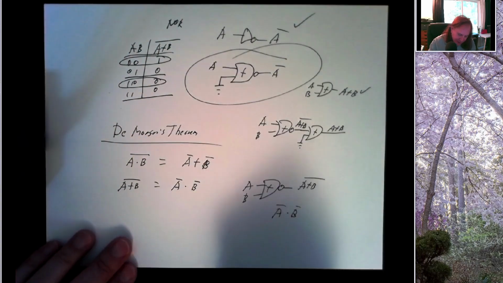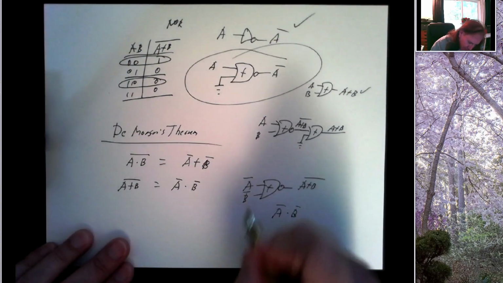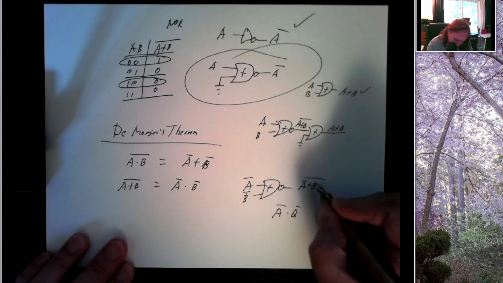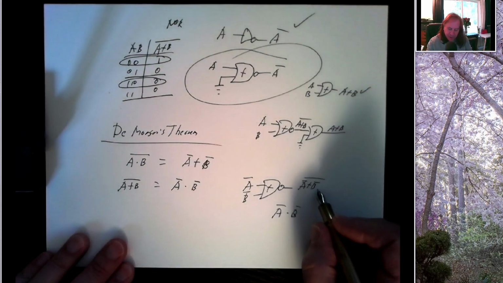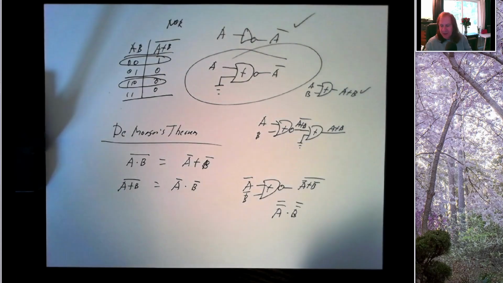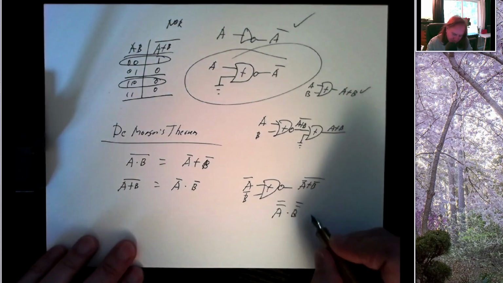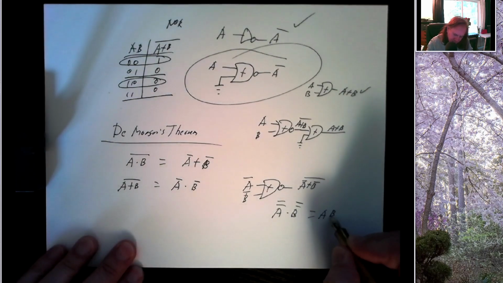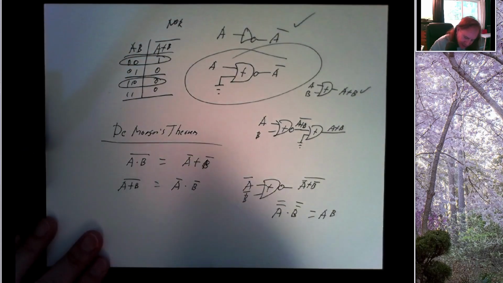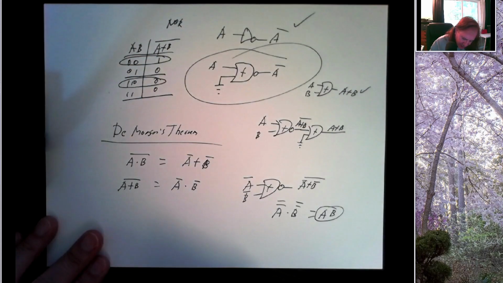So if I were to complement my two inputs to a NOR gate, I would get out not A NORed with not B, and that would be the same thing as not A ANDed with not B, which is just A ANDed with B. So I can create an AND gate by doing the following.